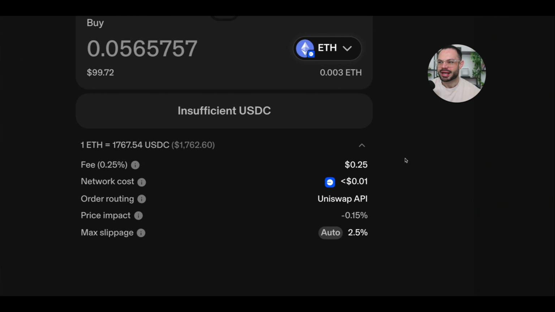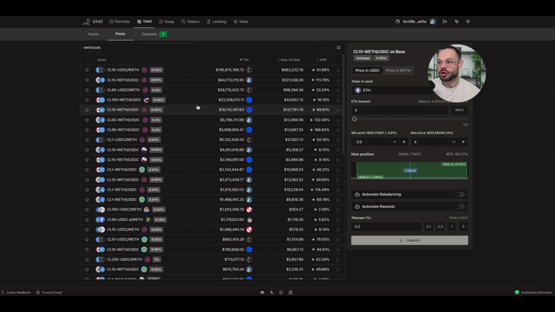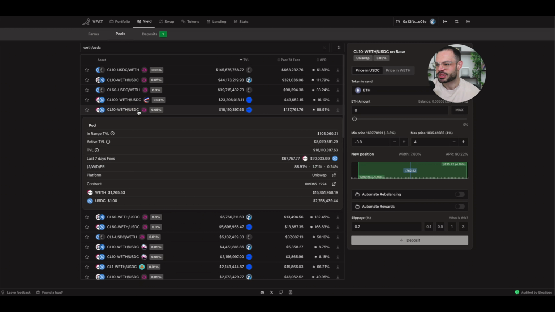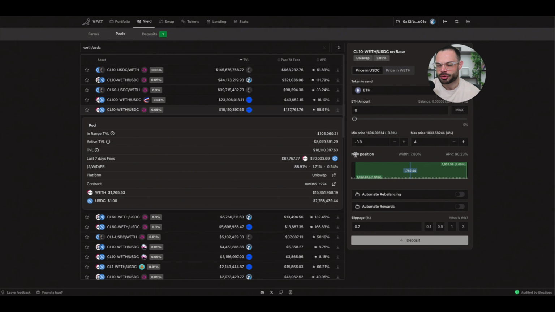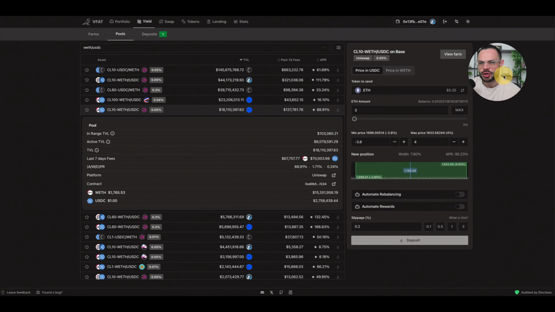Again, if I jump over very quickly to VFAT, where we can see this pool in real time, you've got this WETH USDC pool here on Uniswap at the 0.05% fee tier. You've got other fee tiers listed here as well. But for example purposes, if I'm a liquidity provider putting my capital into this pool and providing liquidity at a concentrated range, and we'll touch on concentrated versus full range in a moment, you can see that I have the ability to earn up to 90% APR here for providing liquidity at just under an 8% concentrated range.